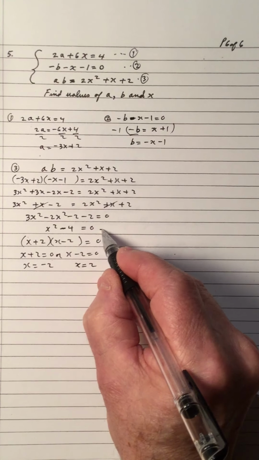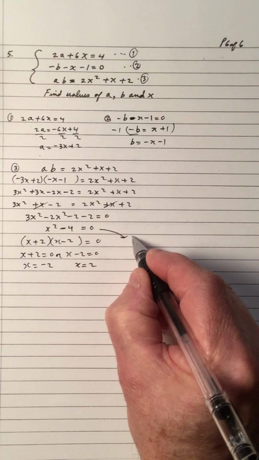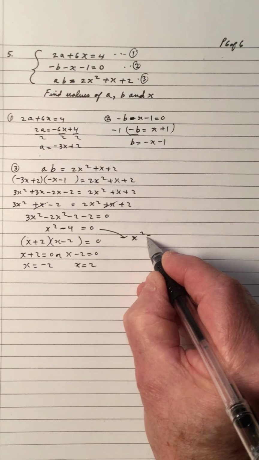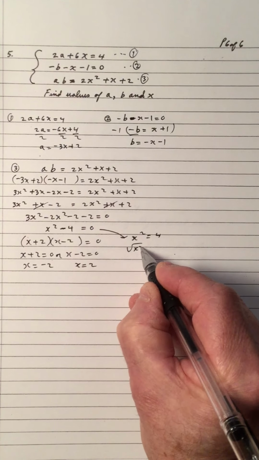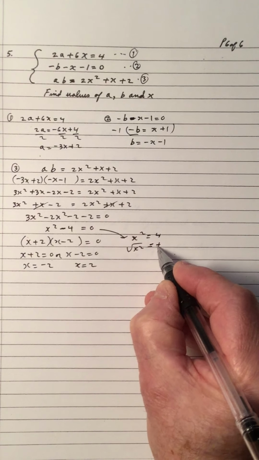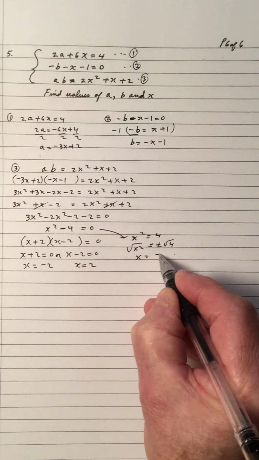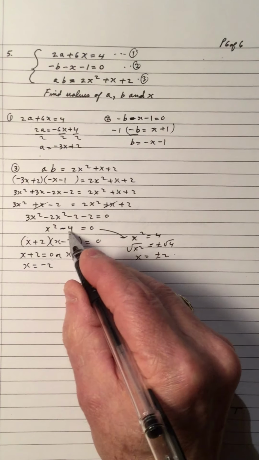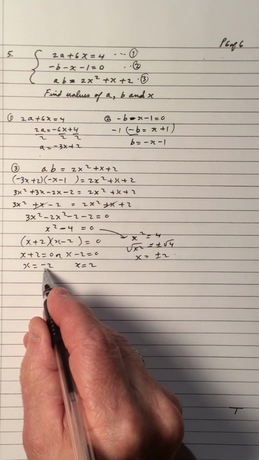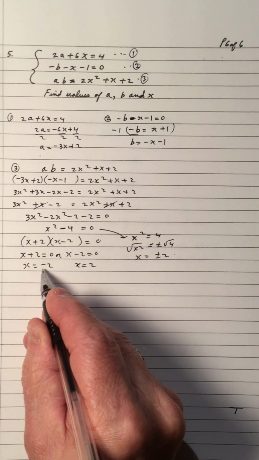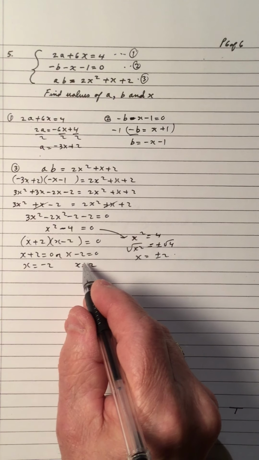I wanted to do it another way, just while I'm at it. If you have this, you can also go x squared equals 4. Move the 4 to the right side. That means taking the square root of each side, but I have to do plus or minus. The square root of x squared is x, plus or minus 2. So I can do it this way or this way. There are two values of x now, so I have to work out a and b for each of these values.